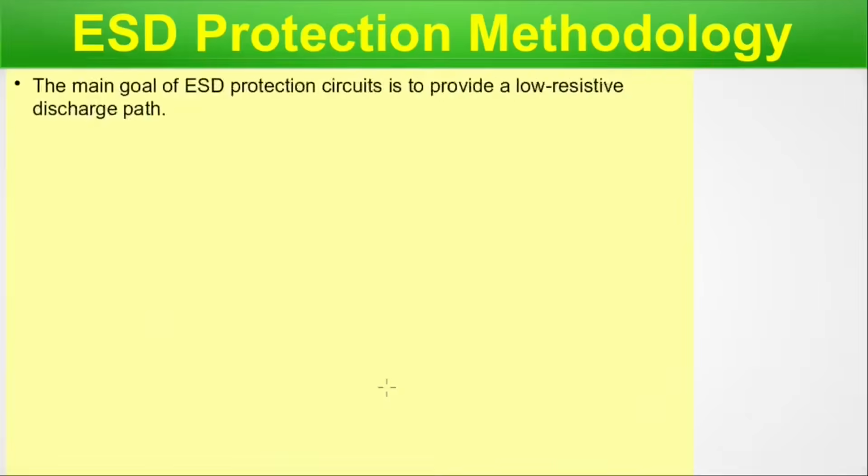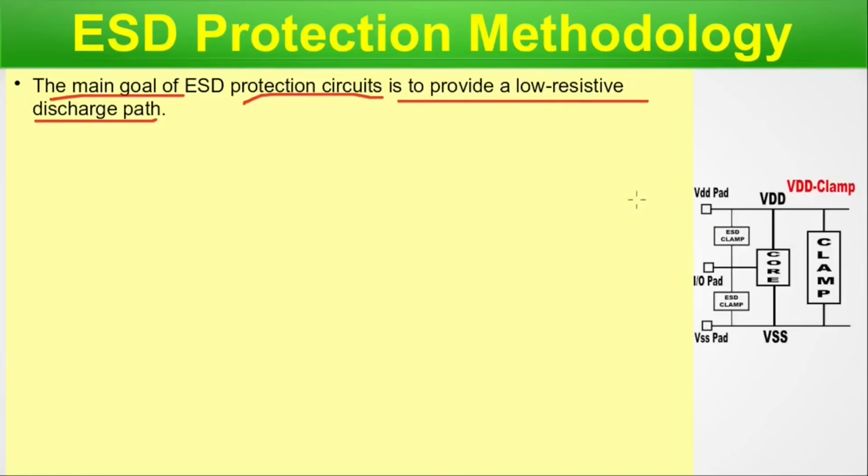ESD protection methodology. The main goal of ESD protection circuits is to provide a low resistive discharge path. We have talked about this in the criteria of a good ESD protector, so we have already covered this. Now here is our typical drawing of various ESD protection units. Here we are using the clamp. Earlier there was a diode, and here is the clamp between the power rails. And this is our pad, an IO pad, VSS pad and VDD pad, and these are our power rails.